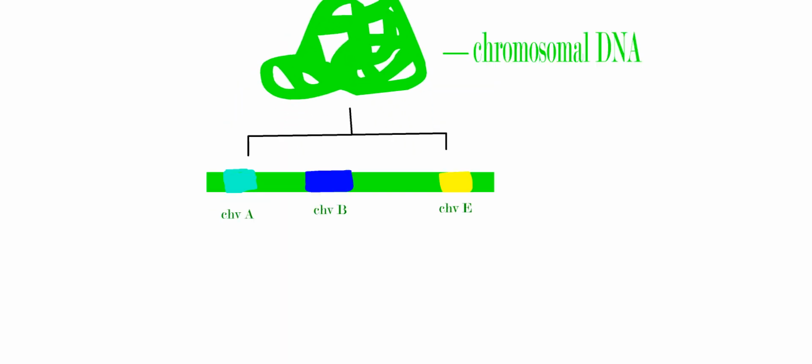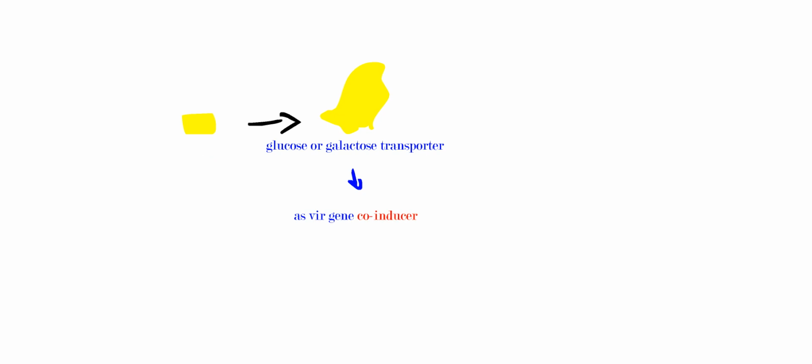The third component necessary for T-DNA transfer consists of a number of genes encoded by the Agrobacterium tumefaciens chromosome, including ChvA, ChvB, and PscA or ExoC. The genes ChvA and ChvB code for exopolysaccharide production, which is important for the attachment of the bacterium to the plant cell. The gene ChvE encodes a glucose or galactose transporter that is important for binding specific sugars that act as VIR gene coinducers.